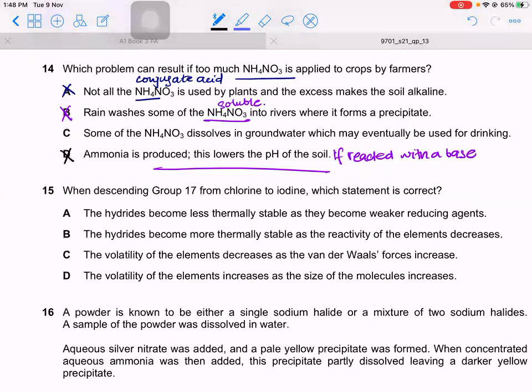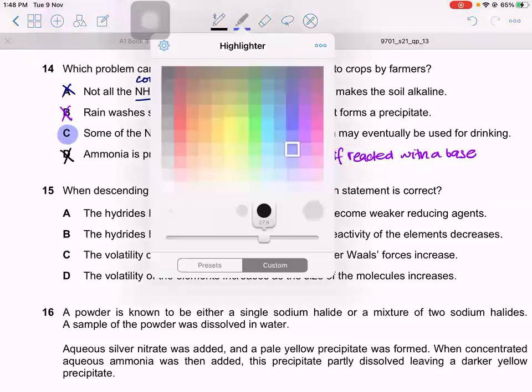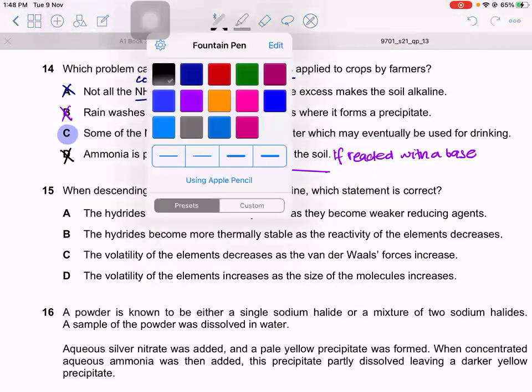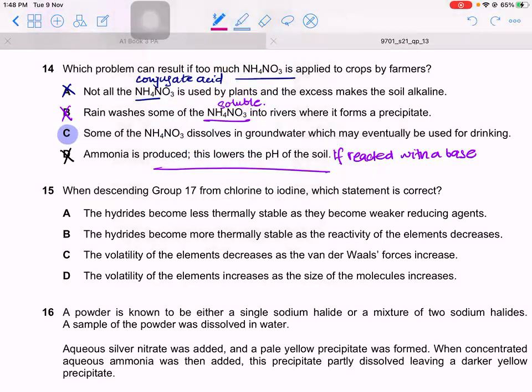So D is also wrong. The answer therefore is C. Even though we haven't directly studied ammonium nitrate going into groundwater being used for drinking, we studied the rest of it, and we know that is not true. You need to know your theory clearly. If you think it will make the soil alkaline, no, it can't, because ammonium is a conjugate acid. B is wrong, because it will not form a precipitate. All nitrates are soluble. D is wrong. It will not lower the pH of soil by producing ammonia unless it has reacted with a base.